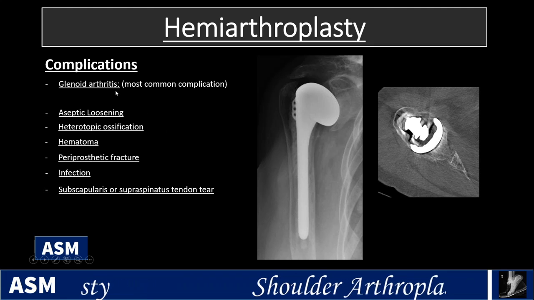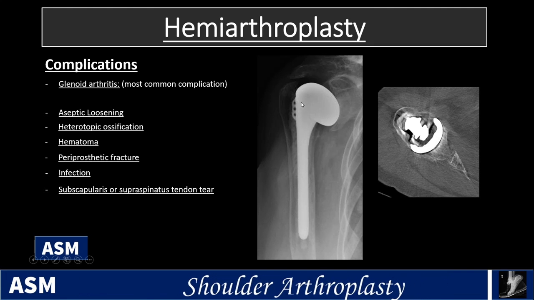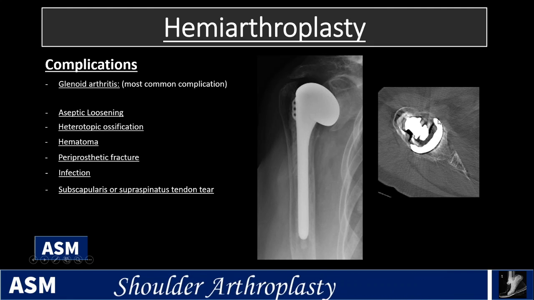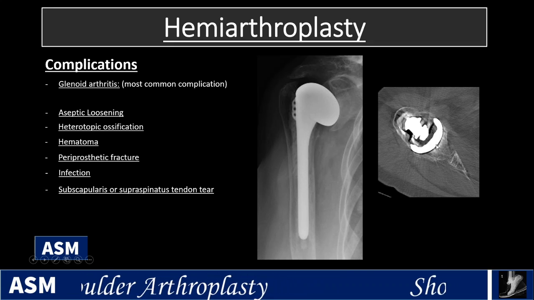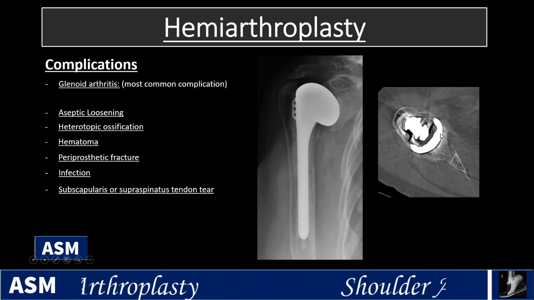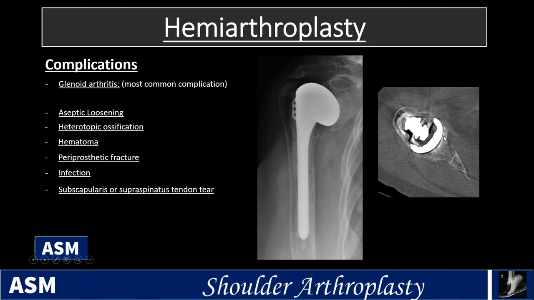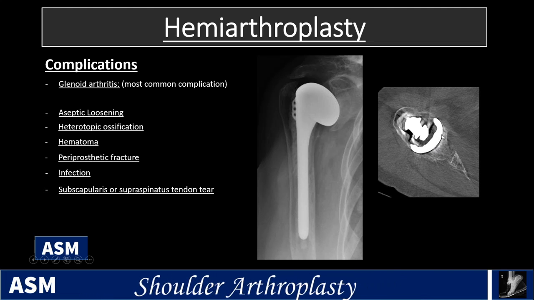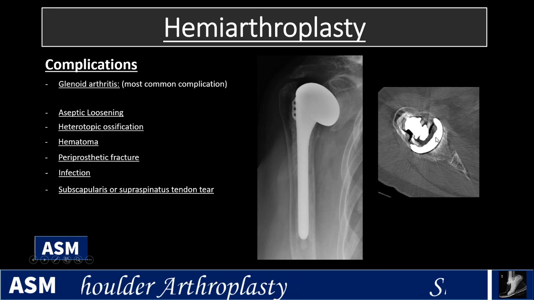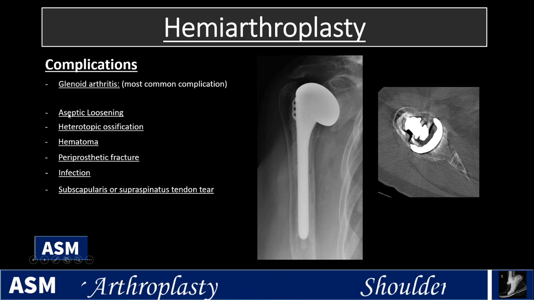So what are the complications? The most common is going to be glenoid osteoarthrosis. So you've got metal directly on cartilage, and over time it's just going to wear it down. And so that's what you're seeing here. You see the narrowing of the joint space. You've got subchondral sclerosis and cystic change, and to some degree erosion of the glenoid side here.